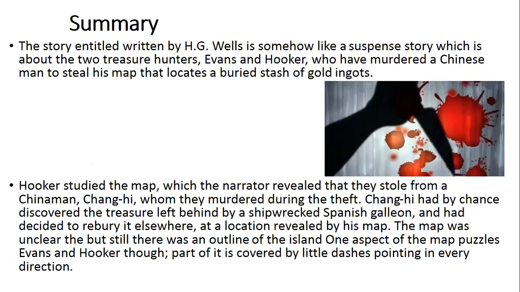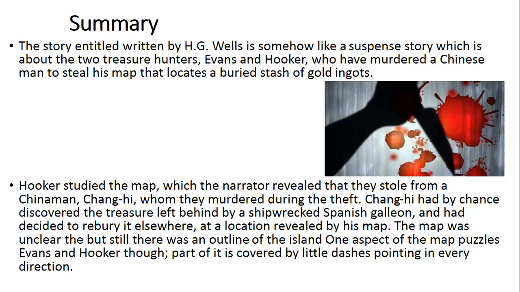Now, let me get started with the summary. The story entitled The Treasure in the Forest, written by George Wells, is somehow like a suspense story, which is about the two treasure hunters, Evans and Hooker, who have murdered a Chinese man to steal his map, which locates a buried stash of gold ingots. After they got the map, Hooker studied the map, which the narrator revealed they stole from a Chinaman, Chang He, whom they murdered during the theft.